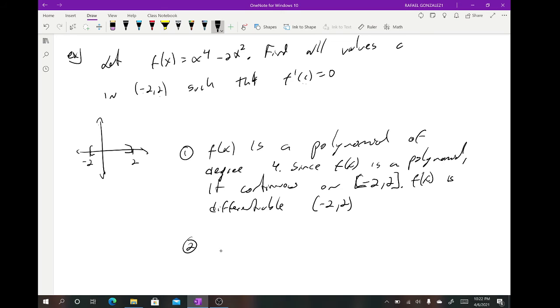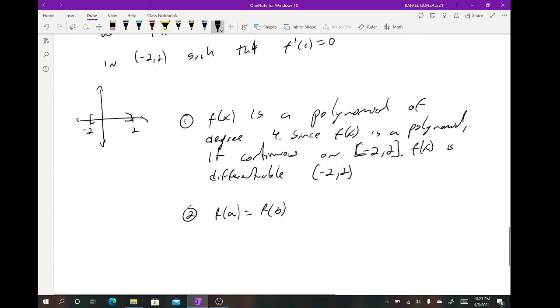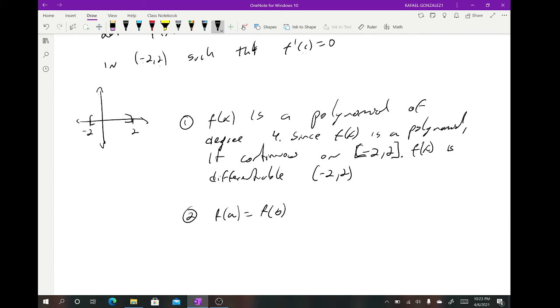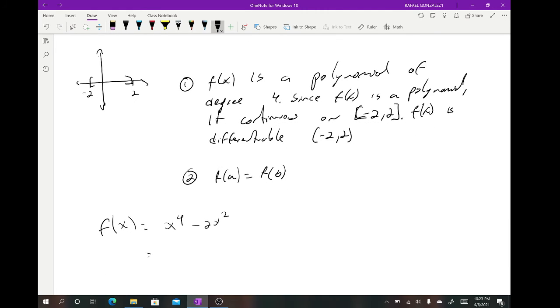So now all it remains to do before you can apply the theorem is show that f of b is actually equal to f of a. Now, how do we do this? Well, we take the function, which in this case is x to the fourth minus 2x squared, and we evaluate it at -2 and 2. Before I evaluate this function, I'm going to factor. It will make our life much easier.